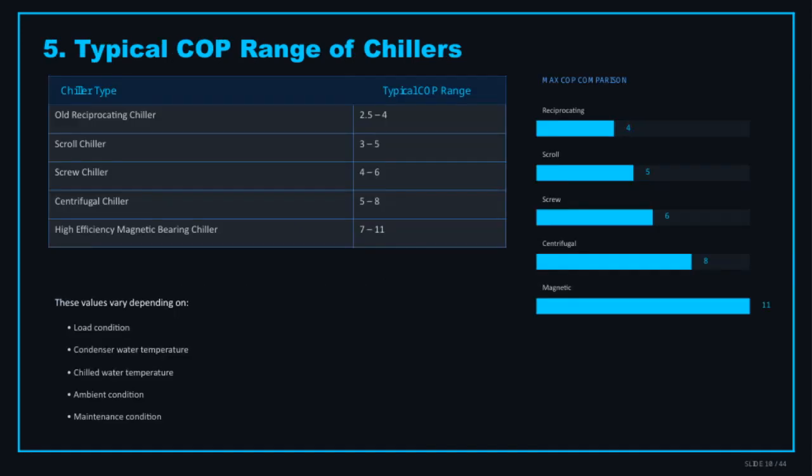When we look at chiller performance, several factors come into play: maintenance condition, ambient temperature, chilled water temperature, condenser water temperature, and load condition. These all affect how efficiently a chiller runs. Different types of chillers have typical ranges for their coefficient of performance, or COP. Older reciprocating chillers might range from 2.5 to 4, while high-efficiency magnetic bearing chillers can reach between 7 and 11. This comparison helps us understand where efficiency gains are possible.